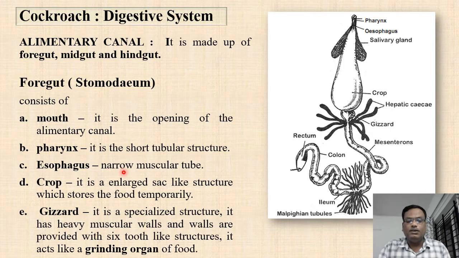esophagus. Esophagus is also a narrow muscular tube which is short. In case of cockroach, it is very short, and it is also involved in transferring food from pharynx region to the crop region. Crop is the next part of the foregut. Now, the next part of the foregut after the esophagus is called crop.